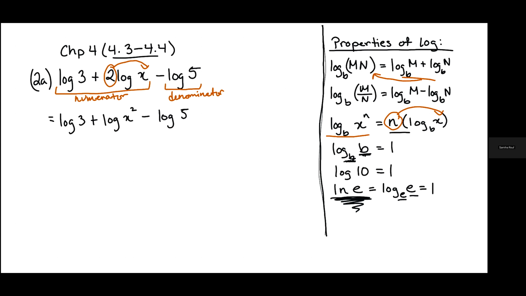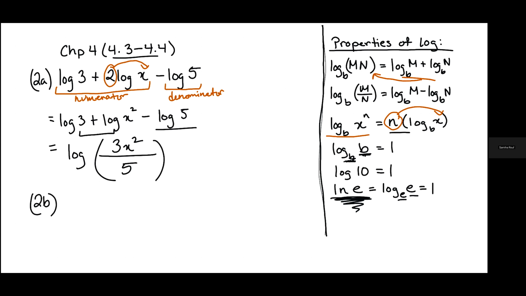Okay, now once we're done with that, again, we can combine these to multiply in the numerator. And this part will be in the denominator. If there are multiple negative terms, they'll all be multiplied in the denominator. Okay, and we're done with this problem. Now let's write down the second problem, 2b.